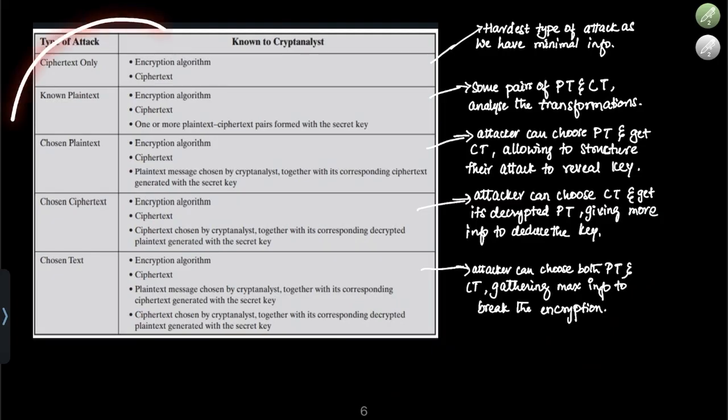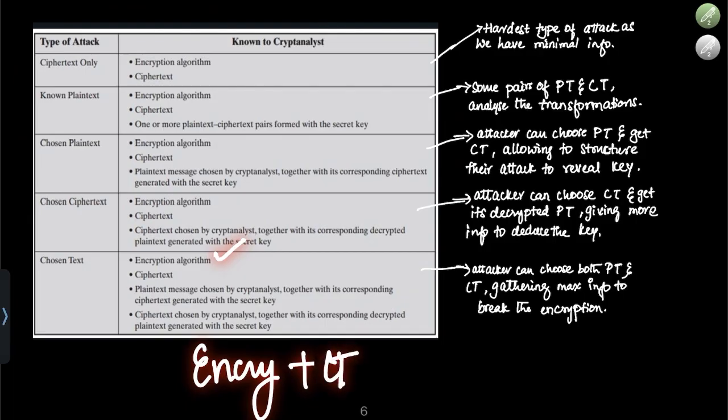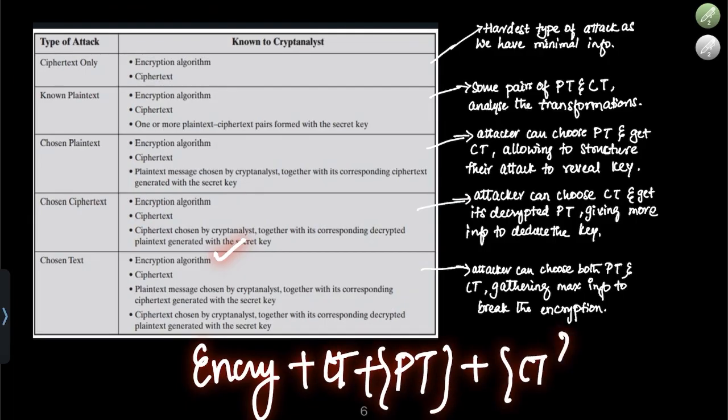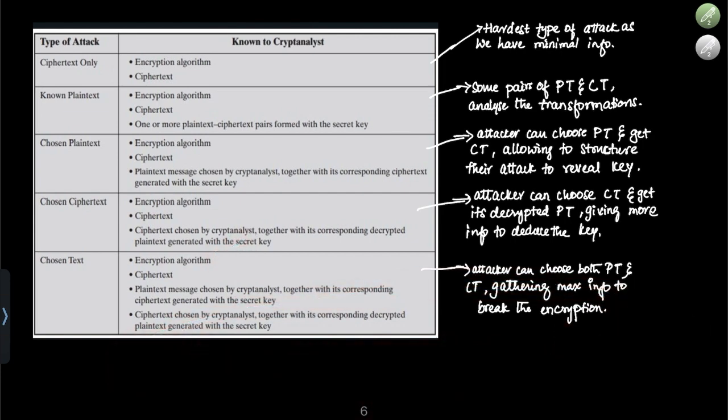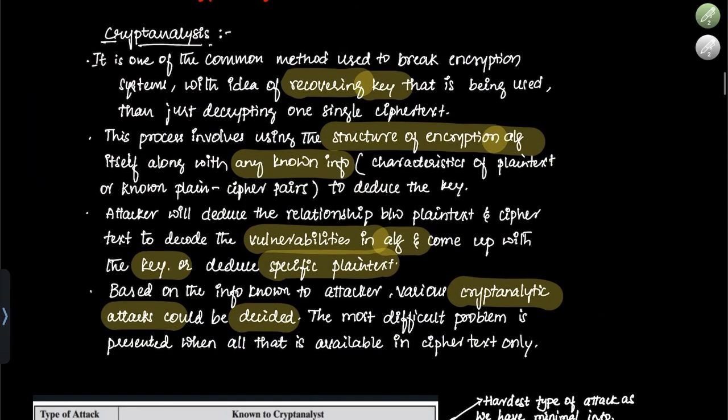So, out of all these, we can say that if an attacker knows the encryption algorithm, plus the ciphertext, plus some part of the plain text and the required part of the ciphertext, then he can easily deduce the key. Once the key is deduced, we can say that the entire encrypted system is decrypted, or made available to the attacker. So this was about cryptanalysis.